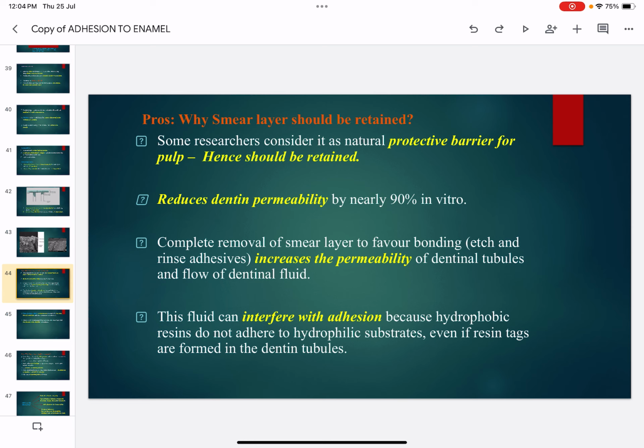Some may say that a complete removal of smear layer to favor bonding might actually increase the permeability of dental tubules and increase the flow of dental fluid. And this flow of the dental fluid can actually interfere with adhesion because the hydrophobic resins do not adhere to a hydrophilic substrate even though resin tags are formed in the dental tubules. So it is advisable to retain this smear layer to reduce the dentinal permeability.